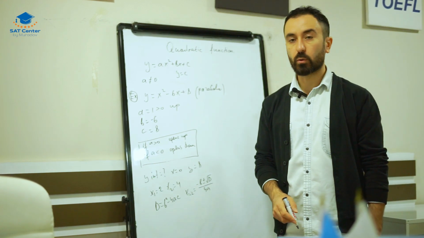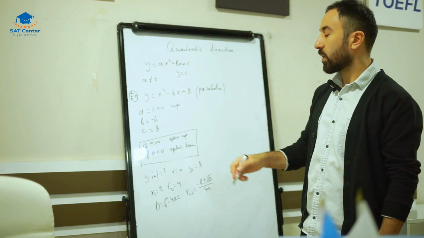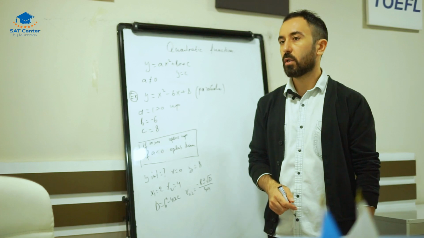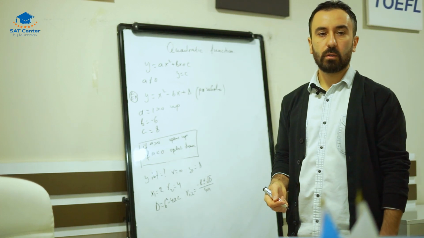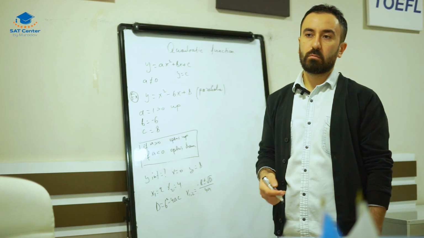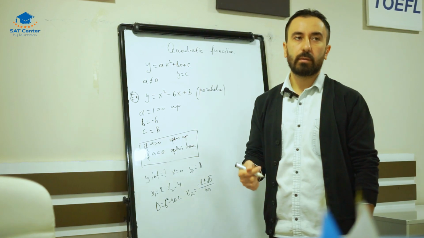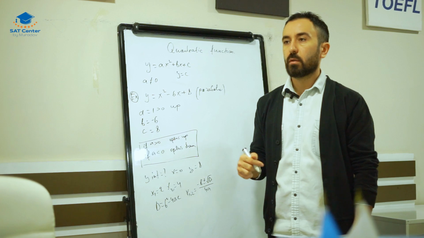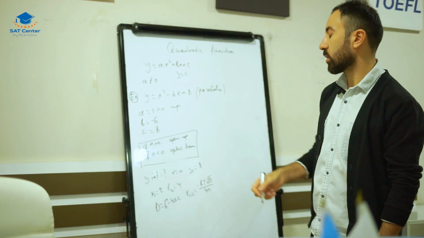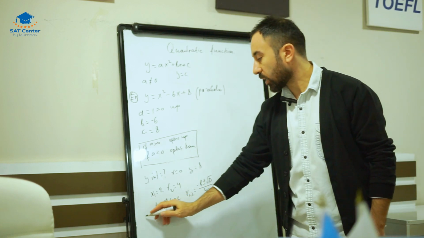My question for you, do you think that always quadratic function parabola has two x-intercepts? Answer is no. In some cases, quadratic function parabola has two x-intercepts. In some case, one x-intercept. In some case, no x-intercept. It depends on discriminant. Don't forget this second rule.